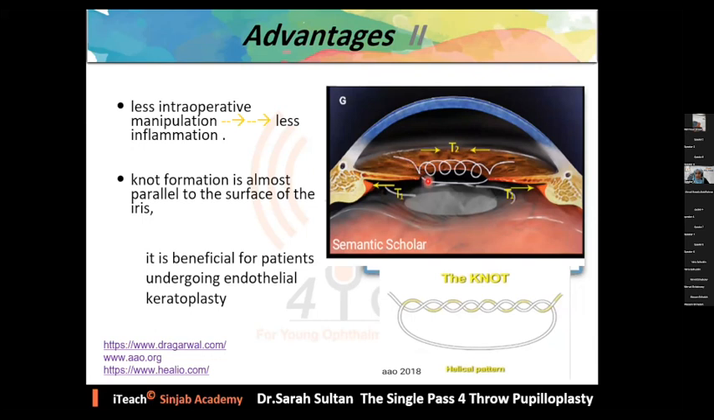SFT doesn't comprise a true node formation. It involves an approximation loop with no securing loop. This leads to the formation of a helical structure like this, which is a self-locking mechanism. It is almost parallel to the surface of the iris, reducing the bulk in the anterior chamber. It's beneficial for patients undergoing endothelial keratoplasty.